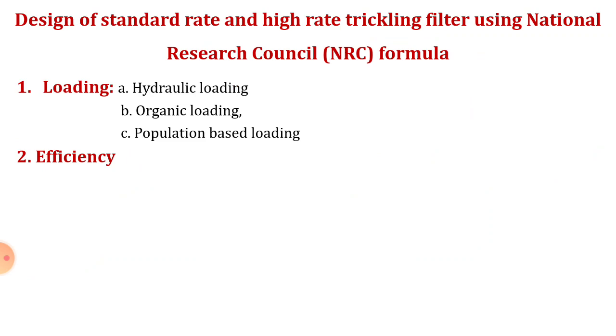Council formula. The design of standard rate and high rate trickling filter using National Research formula is based on two factors. First is loading. Again, under loading, there are three different loading criteria we have to consider. First is hydraulic loading, second organic loading, and third population based loading. And the second parameter is efficiency. So based on these criteria, the trickling filters are designed.